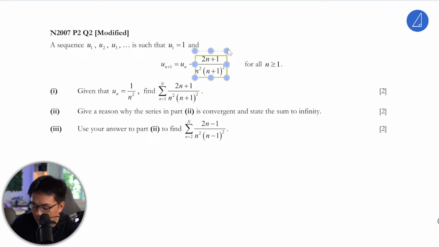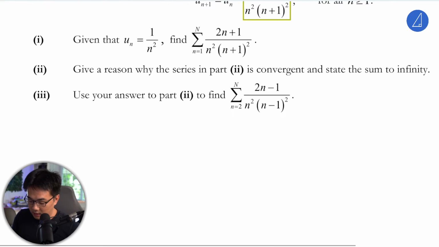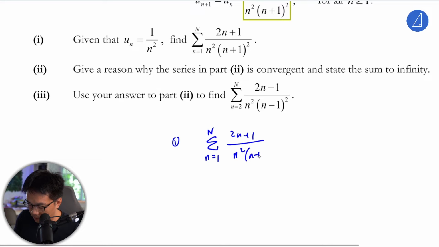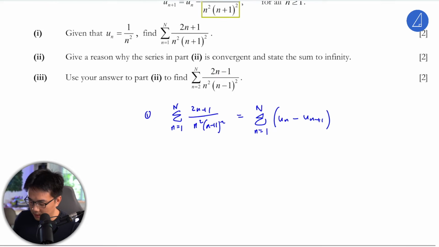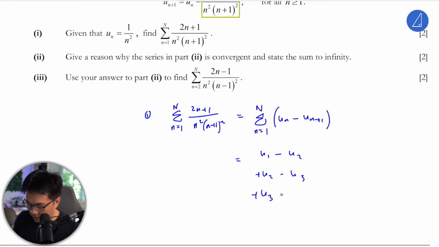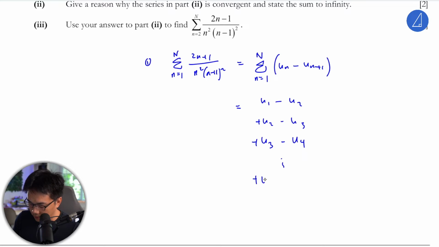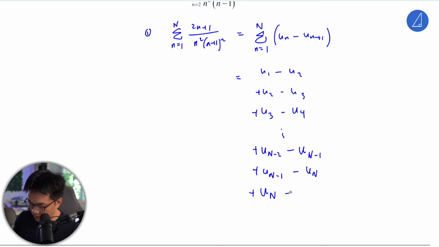Just understand that in our syllabus, there's either AP, GP, or method of difference. So this case is definitely method of difference. What I need to do is rewrite the summation from n equals 1 to n of 1 over n squared minus 1 over (n plus 1) squared. If I rearrange it, it's just Un minus Un plus 1. So this case, again, is U1 minus U2 plus U2 minus U3 plus U3 minus U4, all the way to the last few terms, Un minus 2, maybe Un minus 1, plus Un minus 1 minus Un, then plus Un minus Un plus 1.